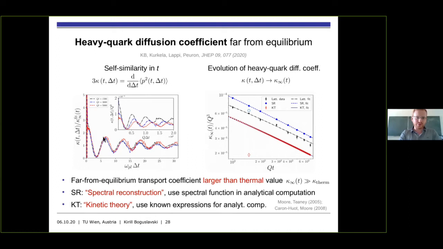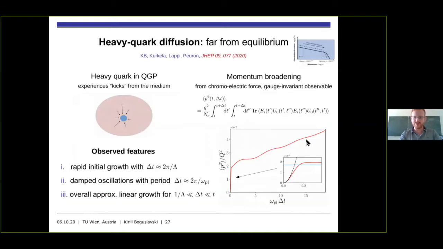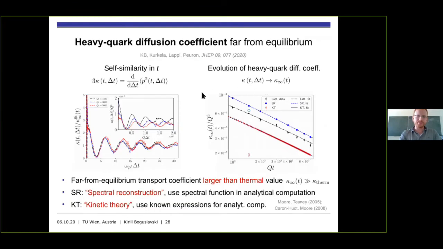But what you also find is that those oscillations actually occur around a finite, constant value. And this constant value is exactly what we understand as the heavy quark diffusion coefficient, which is exactly the slope of this here. And this is also the one that we use to normalize that.